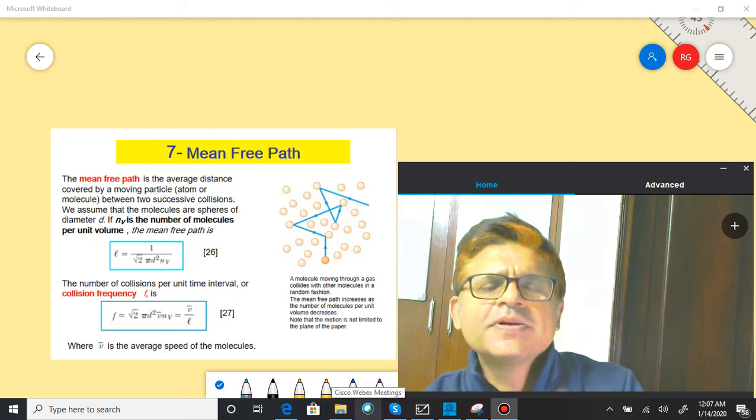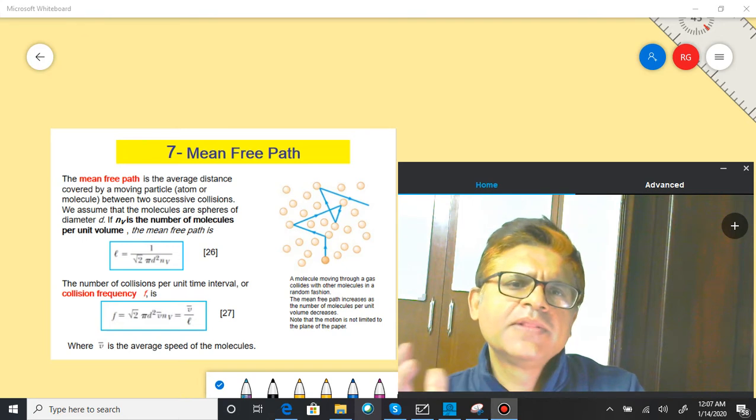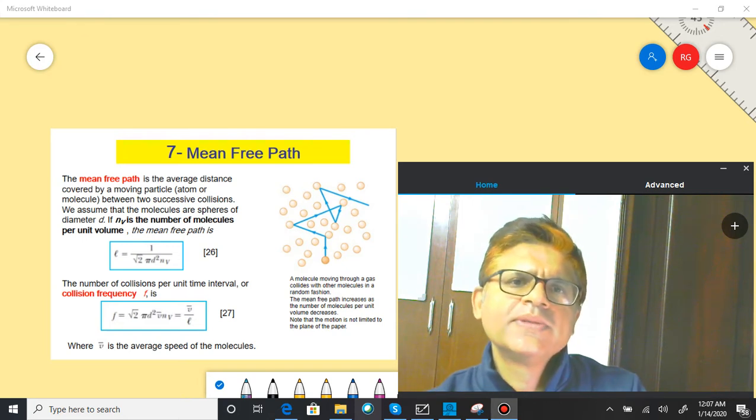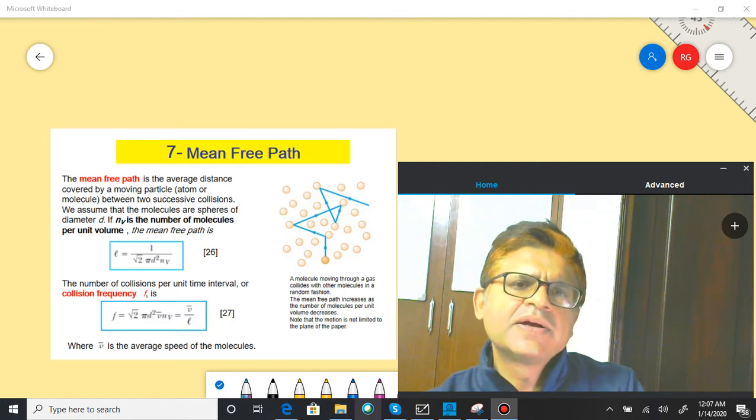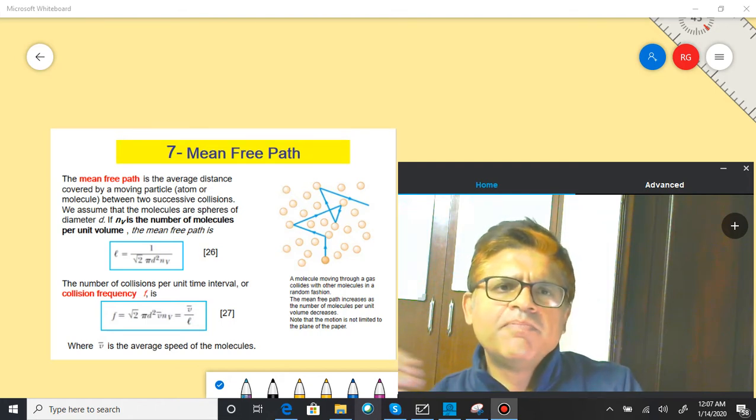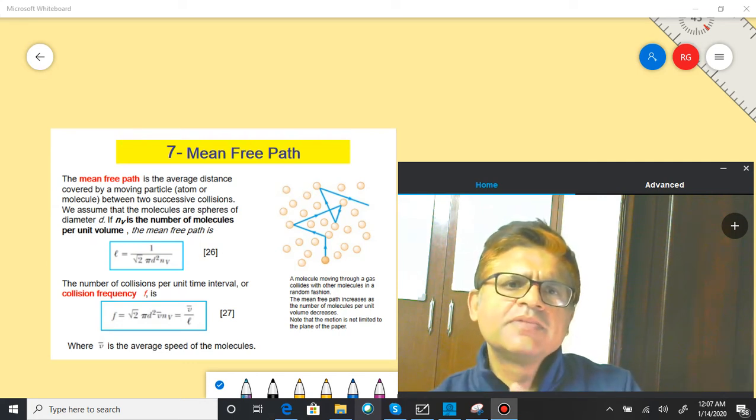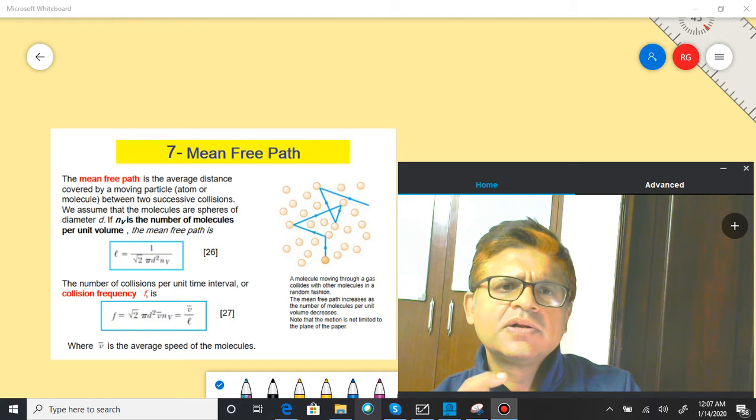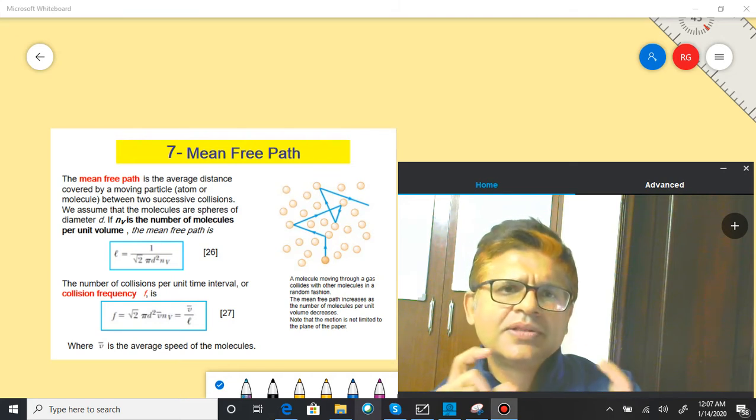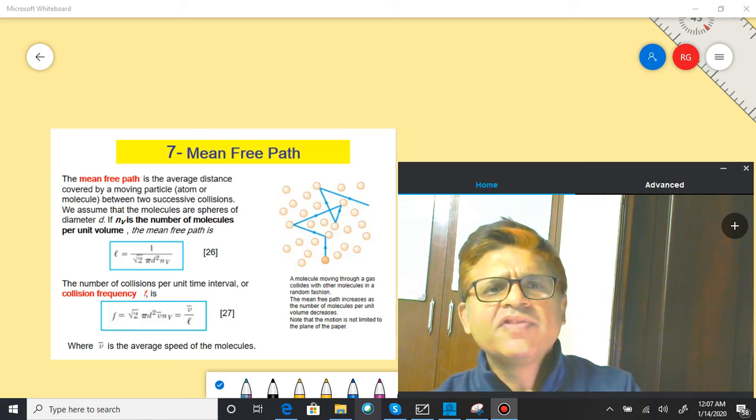So one of the important topics that needs to be understood is the concept of mean free path and that of collision frequency. So when you study gases, and especially the kinetic theory of gases, the molecule is moving randomly inside the whole container, and we can find the mean distance traveled by the molecule before the next collision happens. The distance traveled between the two collisions is called as mean free path.